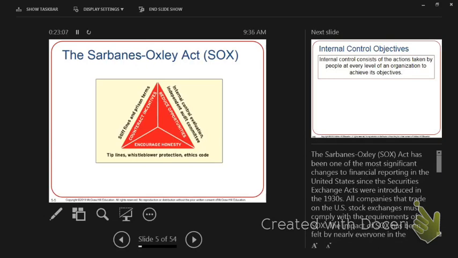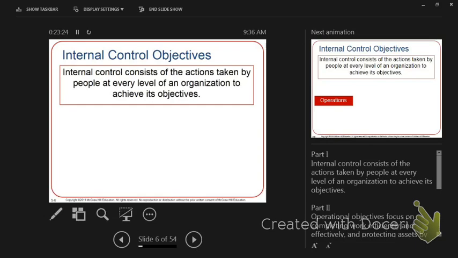Detective is when you go in and you run a report to find out how many people have accessed a system with unauthorized access. Now you found out they did it, you've got to go change their user ID. That's detecting after the fact. So internal controls consist of actions on all different levels.